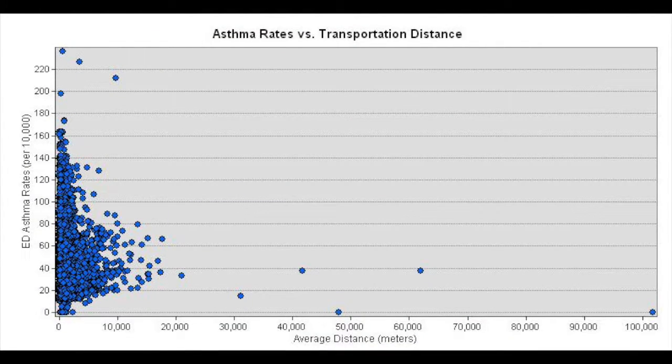Upon completion of this analysis, I was able to conclude that there is indeed a spatial relationship between emergency department asthma rates and proximity to transportation lines at the census tract level. Furthermore, I also determined that there is a positive correlation between asthma rate and distance, where the closer you are to a transportation line, the more likely a population is going to be exposed to traffic emissions and results in higher asthma rates.